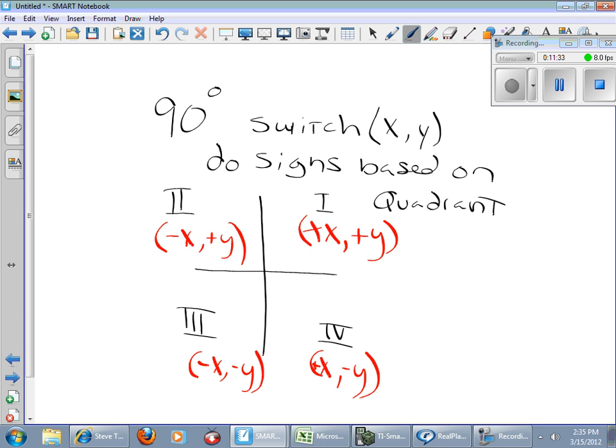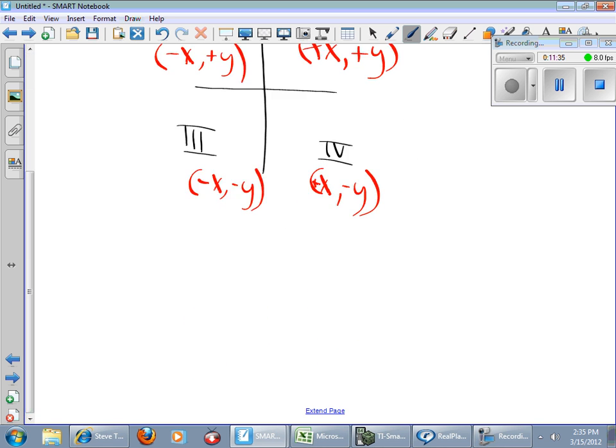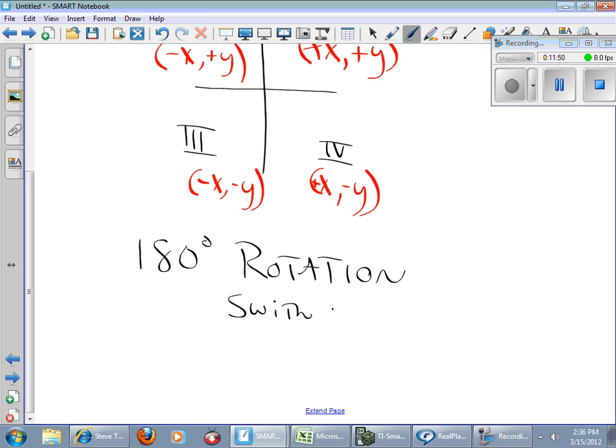And there you go. Now, for 180-degree rotation, which is actually easier, all you do is switch the signs. That's it. Switch the signs. We're rotating about the origin for all of these, by the way. All right, that's it. If you need to watch it again, please do so.